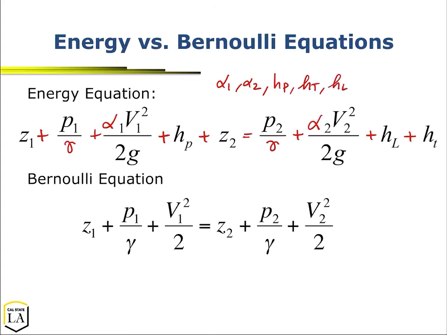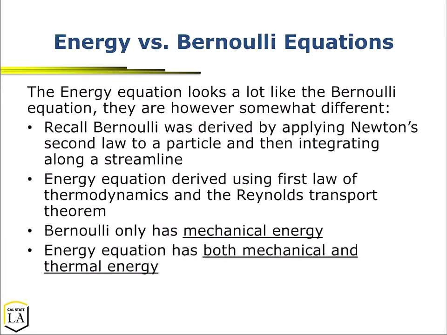The Bernoulli equation is very simple. When you have inviscid flow, that's a super simple simplification. With the energy equation, we include everything. So don't be fooled. The energy equation does look a lot like the Bernoulli equation. However, there are major differences. The Bernoulli equation was derived by applying Newton's second law to a particle and then integrating along a streamline. The energy equation is derived using the first law of thermodynamics and the Reynolds transport theorem.